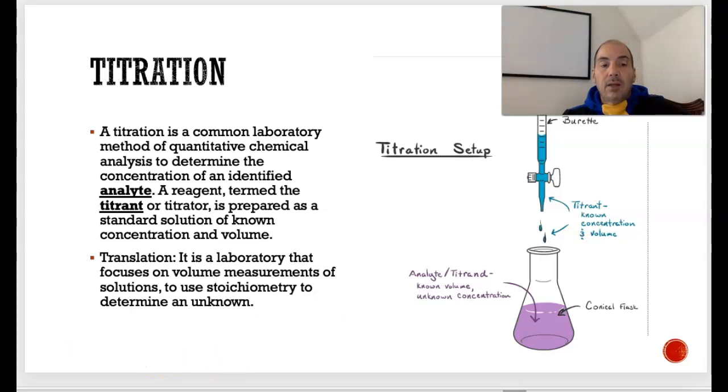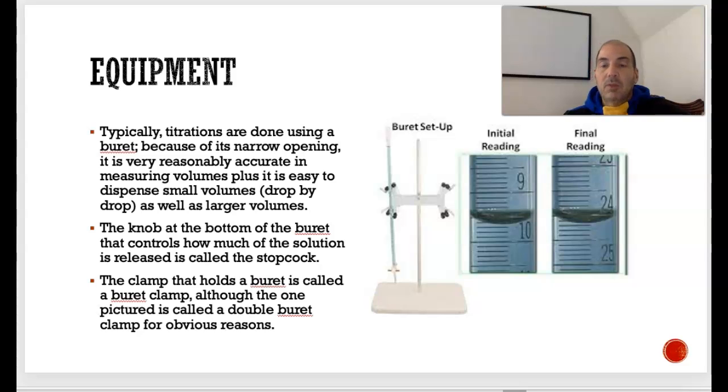Now the question becomes, what is the equipment? I talked about the burette already. Many of you have used this type of clamp. It's called a double burette clamp because it can hold two burettes. There are single burette clamps. Burettes are used predominantly for titration because they are very narrow tubes, which means that their meniscus is not as big. So you're going to get a better reading of volume. It's a much more accurate means of measuring volume than a graduated cylinder, which we know is much better than a beaker or a flask.